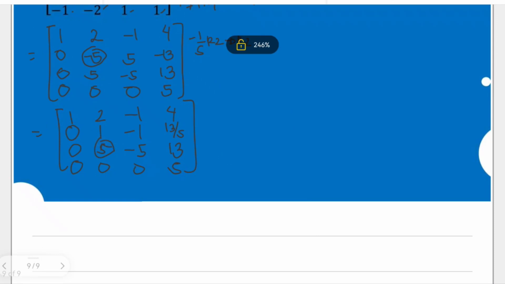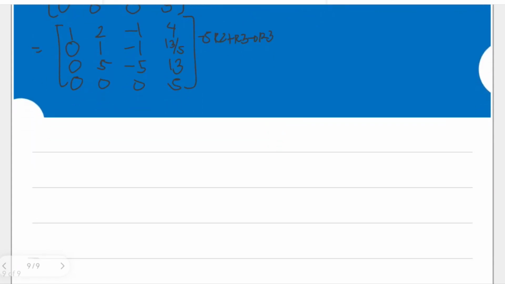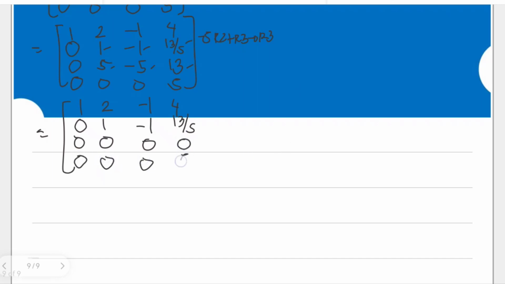Next, let's make this 0 by multiplying -5 to row 2 plus row 3. So you'll have here 1, 2, -1, 4. 0, 1, -1, 13/5. So -5 times 1 is -5 plus 5, 0. -5 times -1 is +5 plus -5, 0. -5 times 13/5 is -13 plus 13, 0. See, we have a row of 0. The last row will still be something like this.